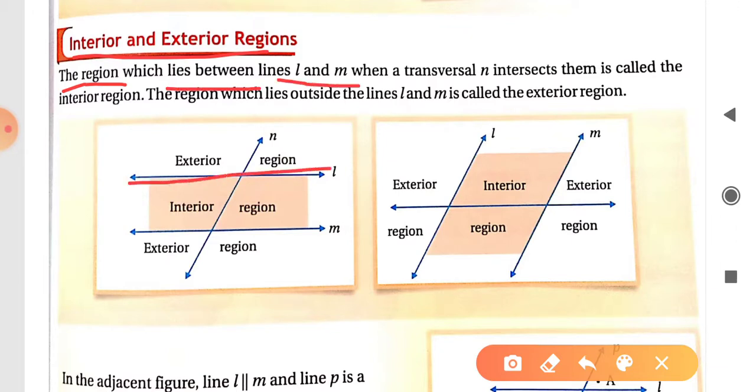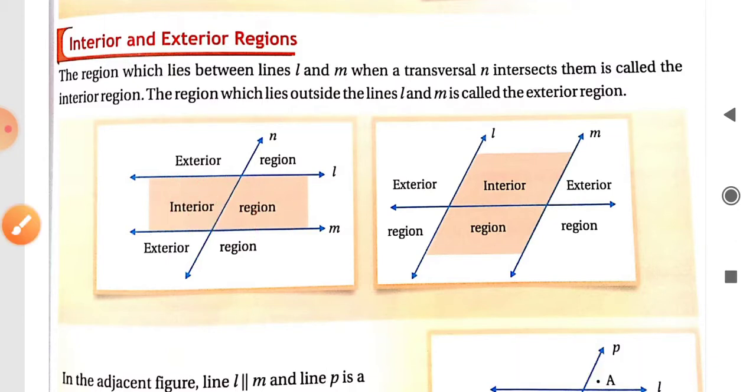There are lines L and M, and a transversal N is intersecting them. The region that lies between these lines is known as the inner region. That is, the shaded region is known as the inner region, the region that lies between L and M. That is the interior region, and the region which lies outside these lines is known as the exterior region.